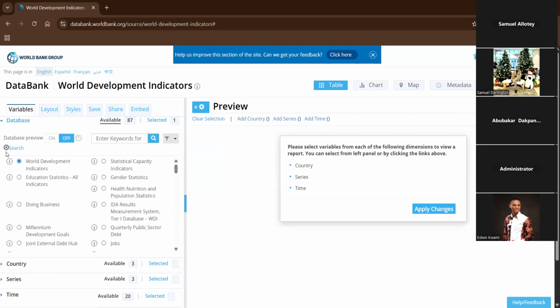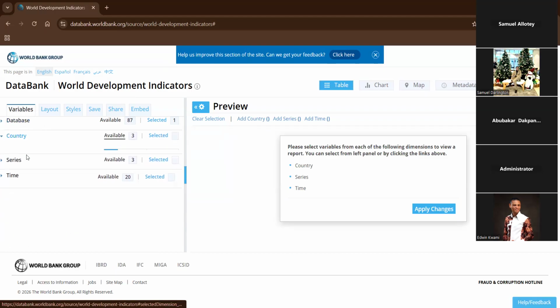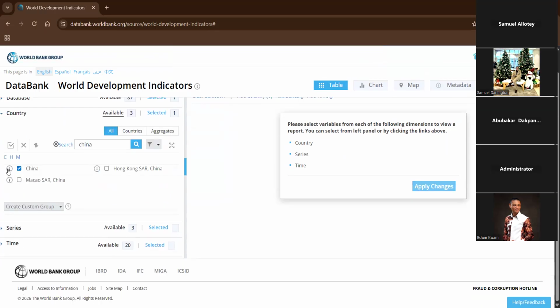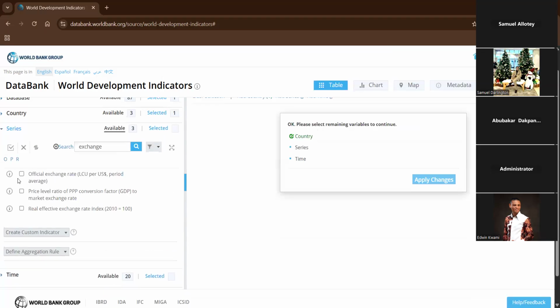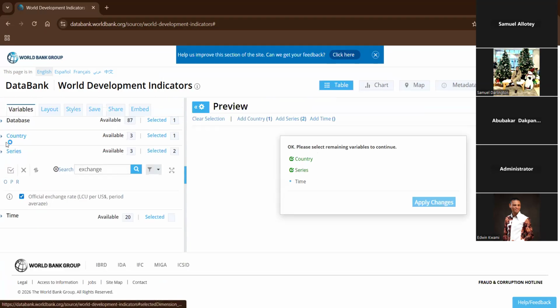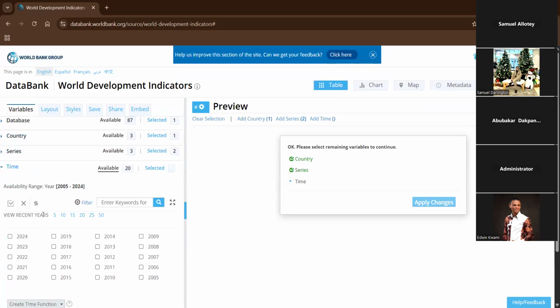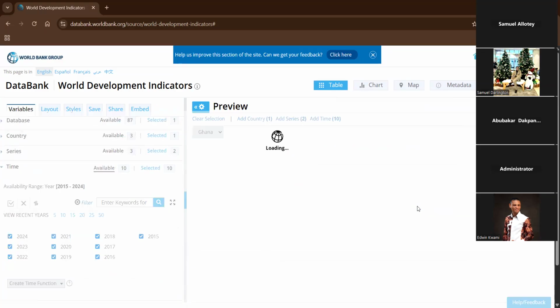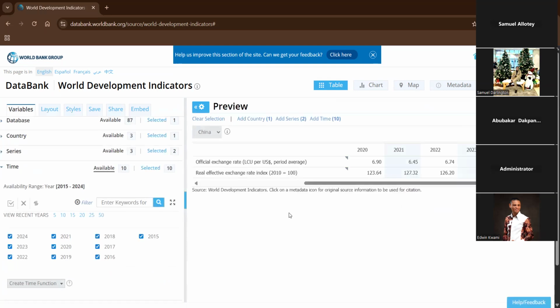So I'm going through again. So countries, I selected China, and then series. Let's say I select exchange rate, and then this real effective exchange rate. I select 10 years data. Okay, so you see the data is here.